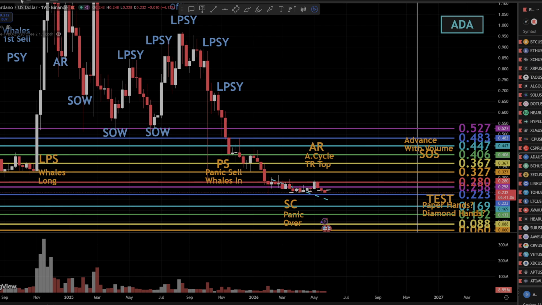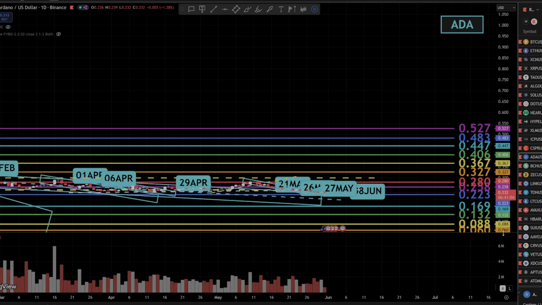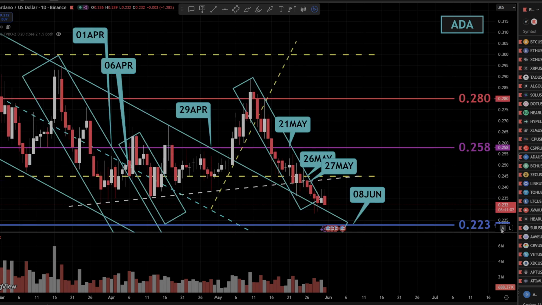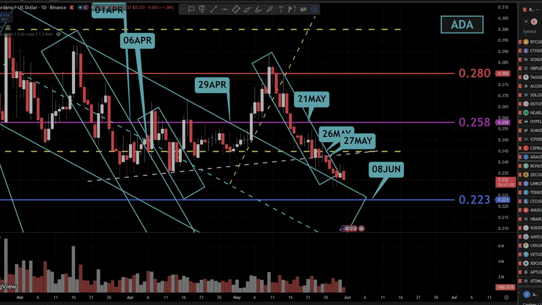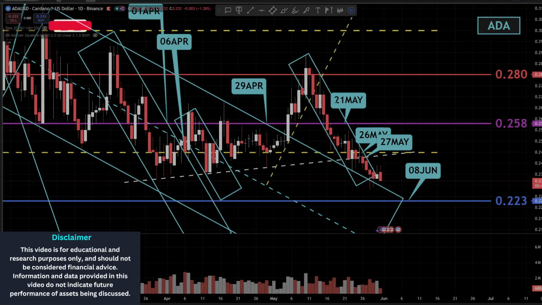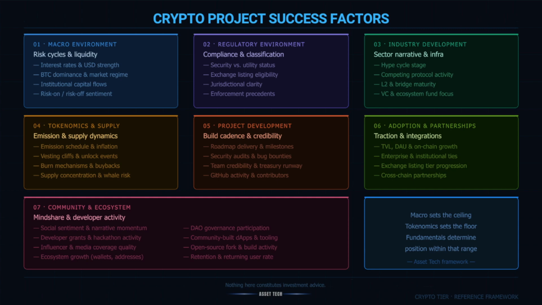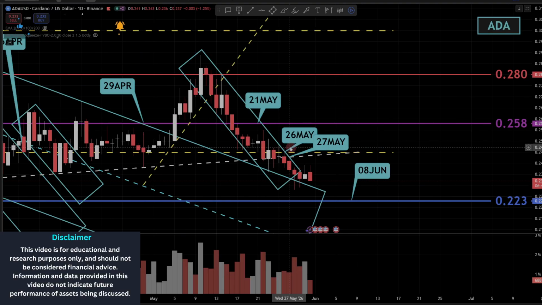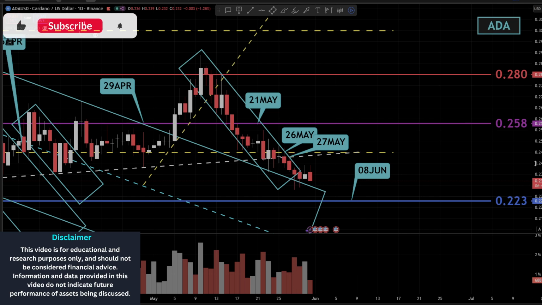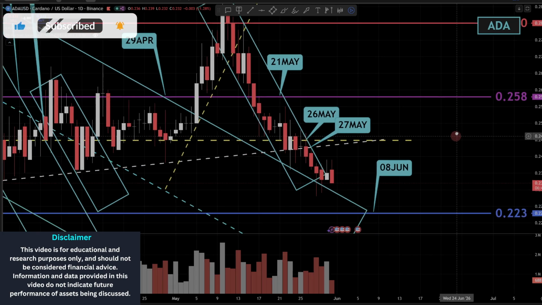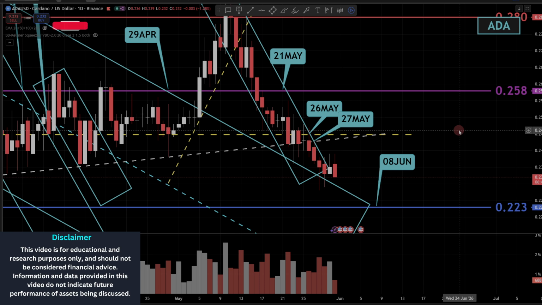We'll go to the daily view first to see the battles between the bulls and bears in the short term. Remember, this is educational content only, not financial advice, and the project's success depends on many factors. We talk about these multiple dates that will give confirmation about where the price is potentially heading, okay? The confirmation of the trend.